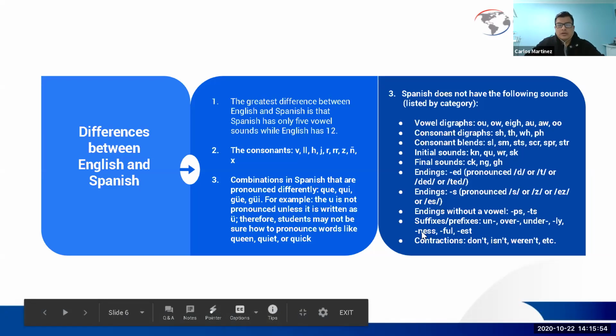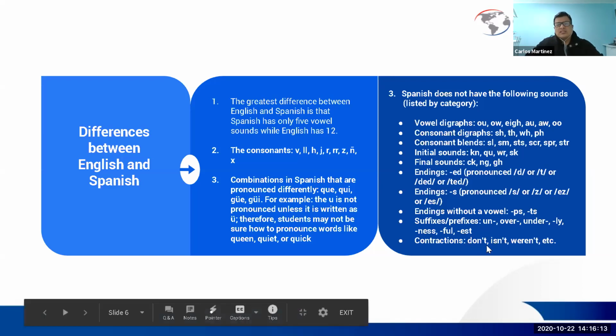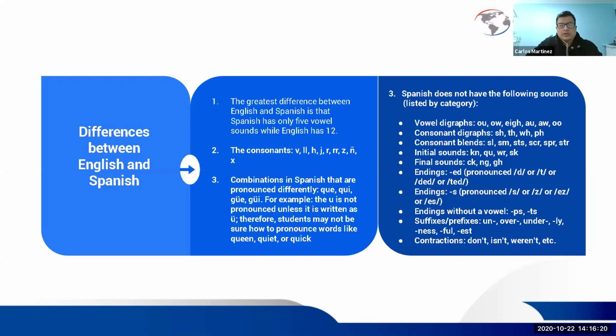Help is a verb, but if we say helpful, it's an adjective. Or for example, strong is an adjective, but if I say the strongest, now it has become a superlative. And of course, the contractions, these things don't exist in the Spanish language. So these things can sometimes be difficult for Spanish learners and may confuse them. Okay, very good. Let's continue.